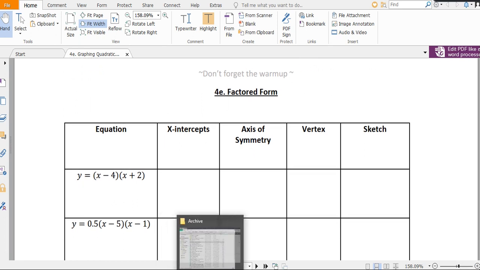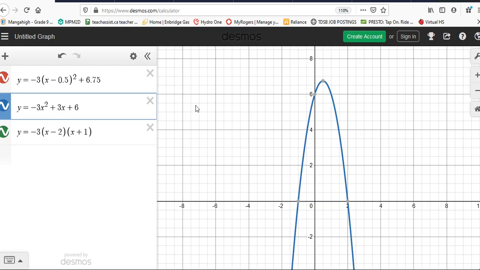So last lesson we talked about the vertex form. Just a little recap. So far we've talked about the standard form, where the standard form only gives us our y-intercept. So y-intercept of 6, y-intercept of 6. Okay?